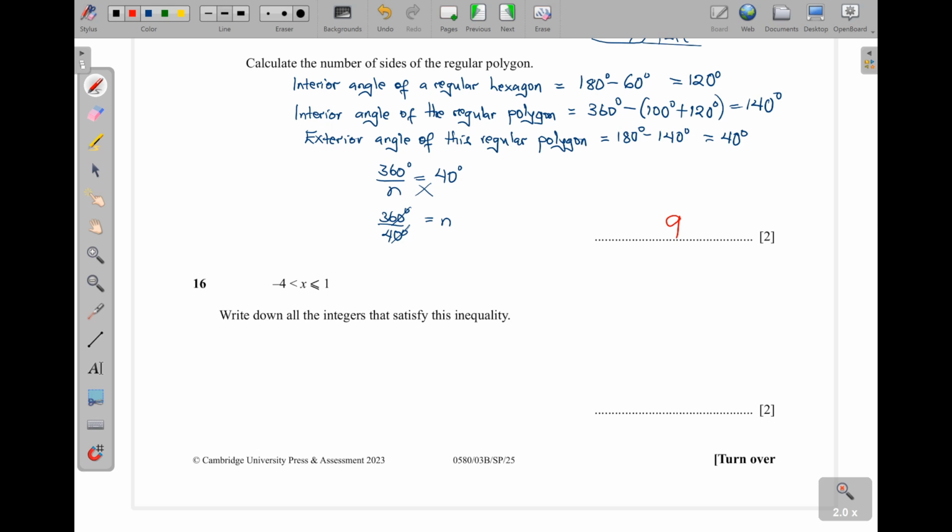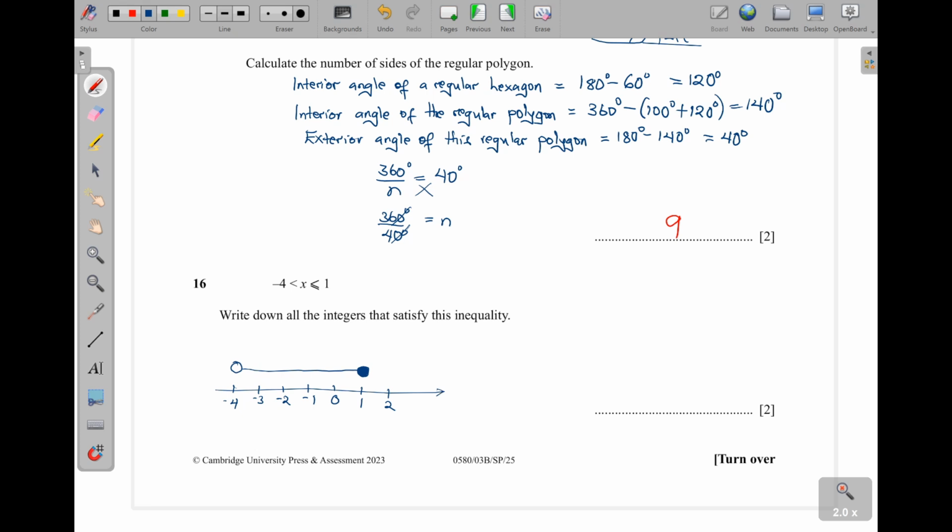Integers are positive or negative whole numbers. So if I draw this on a number line, I can have -4 here, -3, -2, -1, 0, 1, 2, and the rest. Now, 1 is inclusive, so I shade this circle here. And then 4 is not inclusive, I leave it open. So those are the ones here. This is how we represent it on a number line, okay?